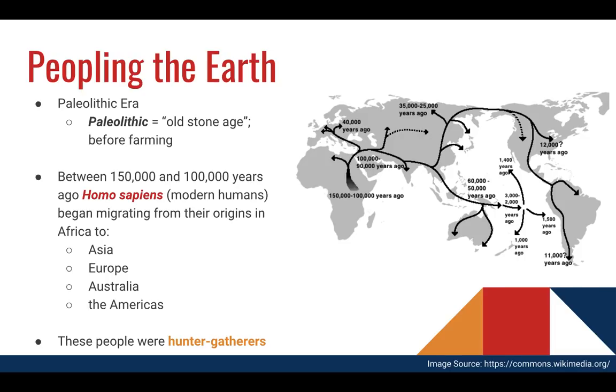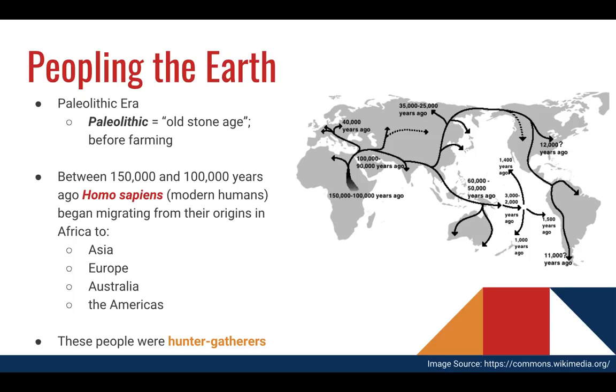And shortly after we evolved, within the first 50,000 years or so, we began to migrate out of our origins in Africa to places like Asia and Europe, Australia, and the Americas. We made our way to the Americas during the last ice age, somewhere between 10 and 15,000 years ago, via a land bridge that at the time connected Asia and North America.